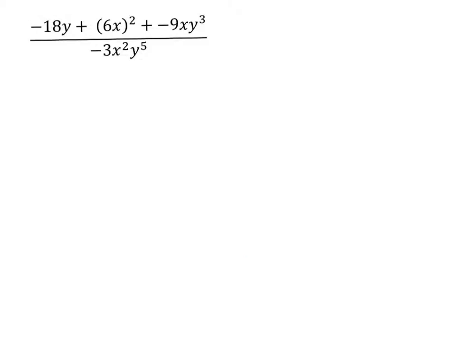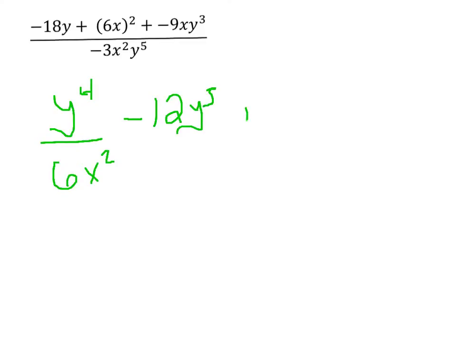So now we want to put all of our answers together, which will leave us y to the fourth all over 6x squared, minus 12y to the fifth, plus xy squared all over 3. And that is how you would divide a monomial by a polynomial.